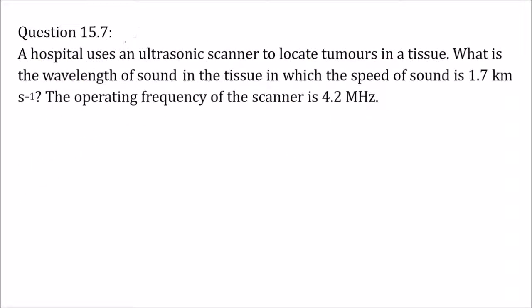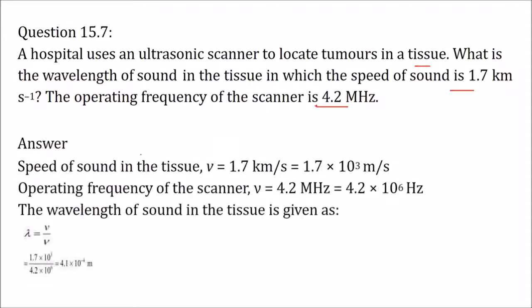A hospital uses an ultrasonic scanner to locate tumors in the tissue. What is the wavelength of sound in the tissue in which the speed of sound is 1.7 kilometer per second? The operating frequency of the scanner is given. So what all is given? The speed of the sound in tissue is given like this. We'll convert this kilometer into meter. It will be 1.7 into 10 to the power 3.